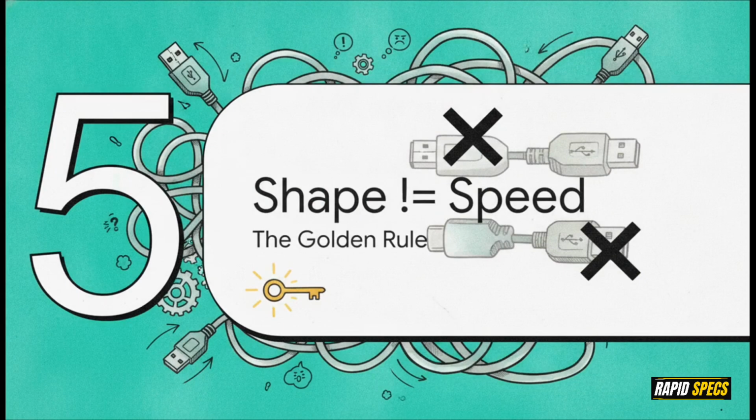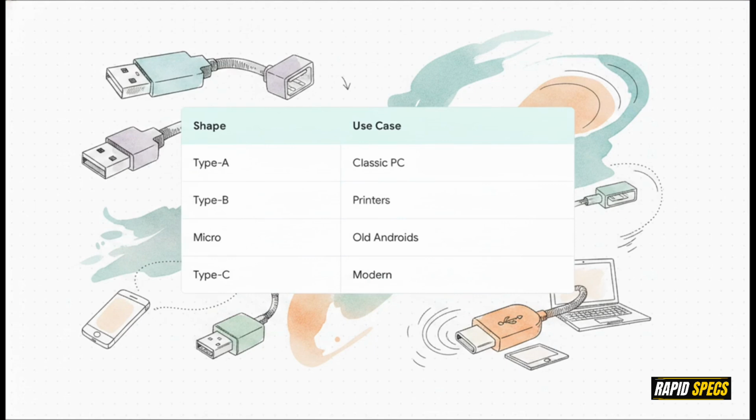All right, our final section, Section 5, Shape does not equal speed, the golden rule. If you take anything away from this explainer, let it be this. You absolutely must separate the communication version from the physical connector shape. They are not the same thing at all. The version, like USB 2.0 or USB 4, dictates the technology and the speed. The connector, that's just the physical shape of the plastic and metal.